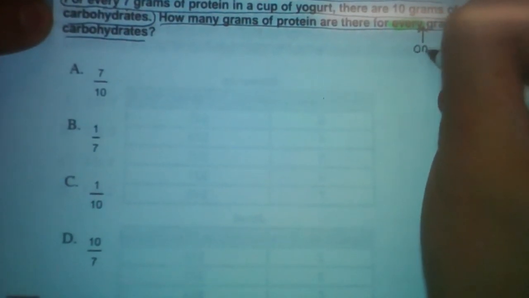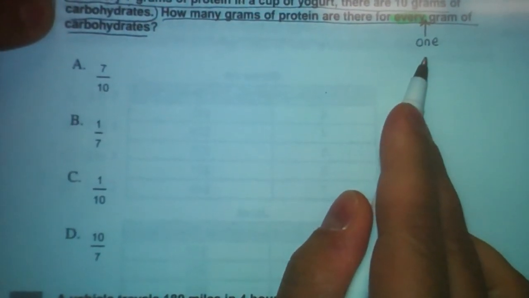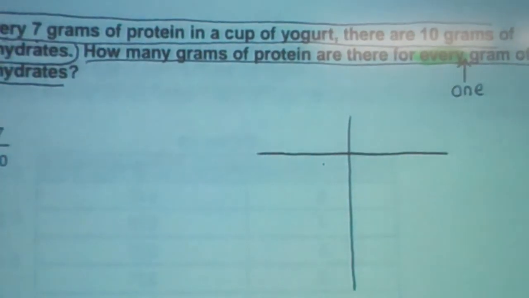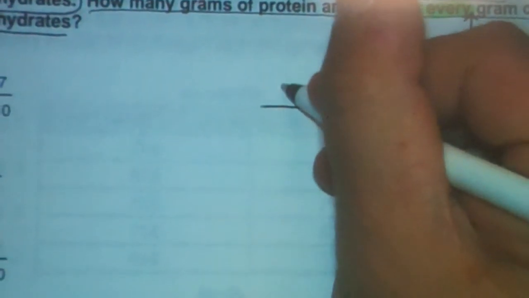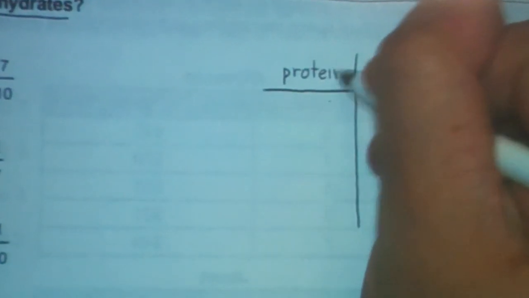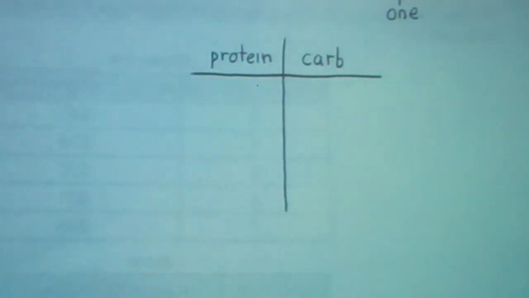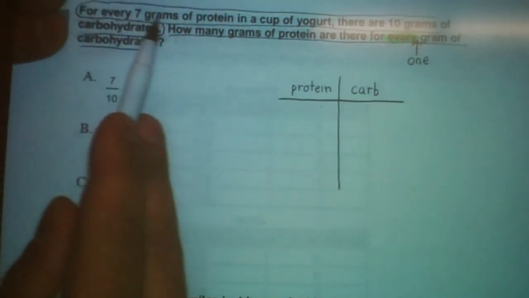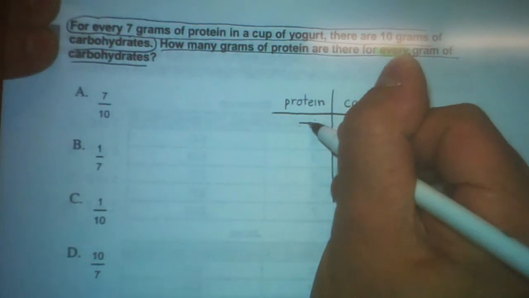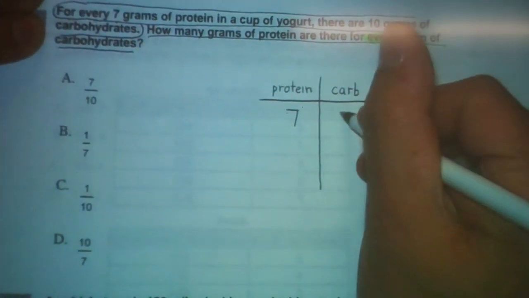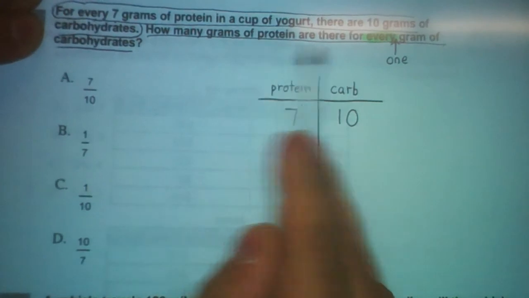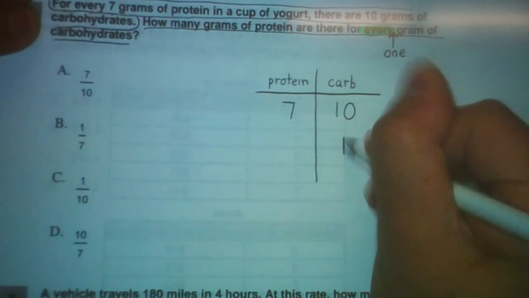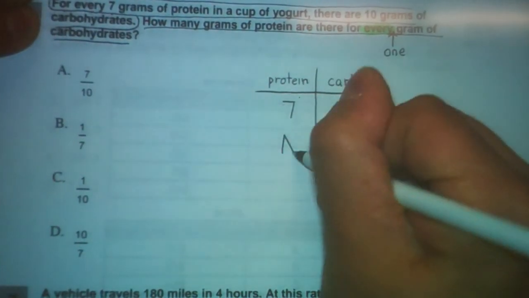And every time you circle it, you need to put the number one, and you need to create a ratio table. For the sake of time, I'm just going to put protein here and carb here. Okay, because those are the two things being compared. The first sentence says for every 7 grams of protein, there are 10 grams of carbohydrates. How many grams of protein are there for every 1 gram of carbohydrate? One under carbohydrate and over here.